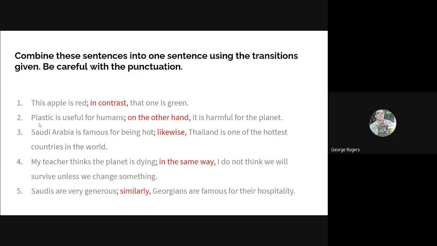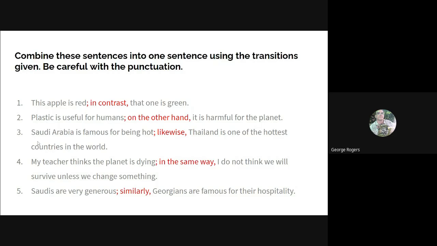And so, number 2: Plastic is useful for humans, semicolon. You're always going to have that. On the other hand, comma, it is harmful for the planet. So again, the idea is that plastic is useful, but a lot of plastic bottles pollute the planet. So that's where it's good but bad. That's the contrasting idea. In one way it's good, in one way it's bad. So you're comparing plastic to itself.